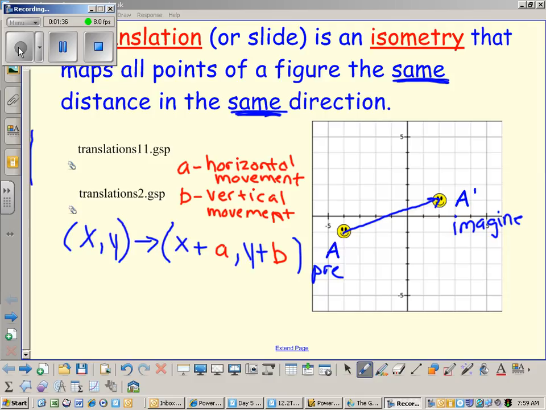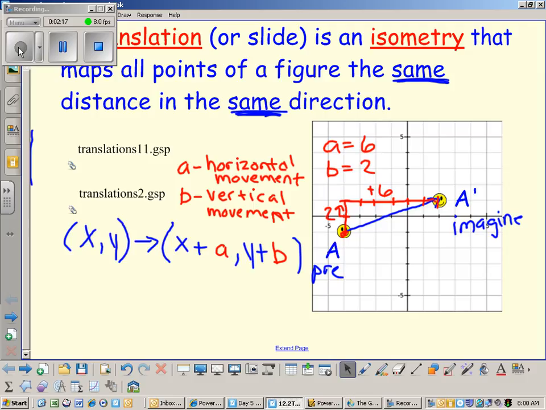And so what we look at then is how do we get from point A to point A prime. So we use that coordinate grid and we say, okay, we had to move 1, 2 up, so that's positive, and we had to move 1, 2, 3, 4, 5, 6 to the right, so that's positive. And again, starting at A, ending up at A prime. So in this case, a is equal to 6 and b is equal to 2, because a is your horizontal movement, b is your vertical movement.